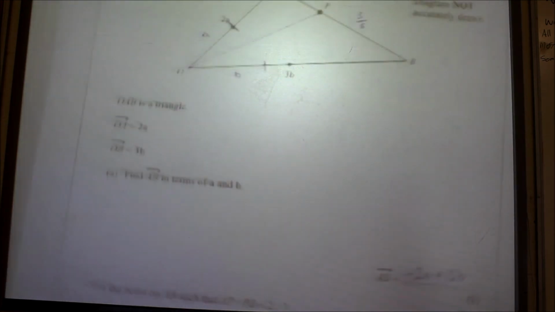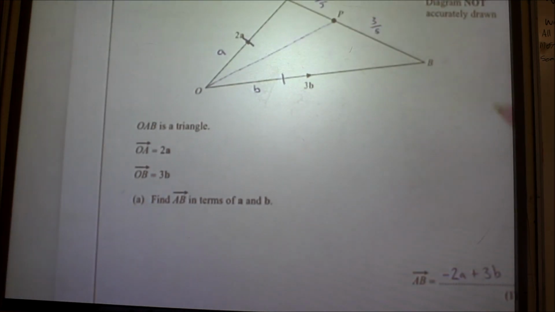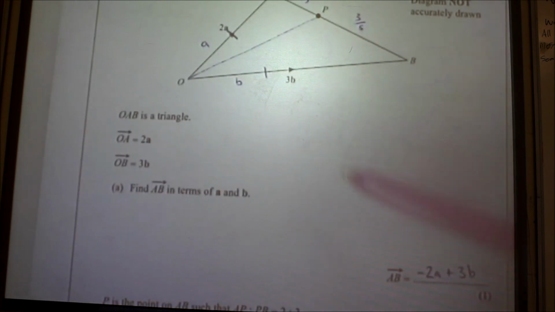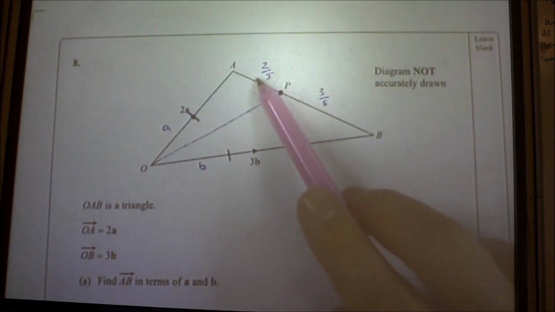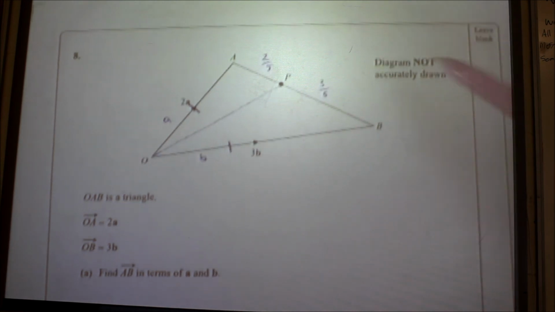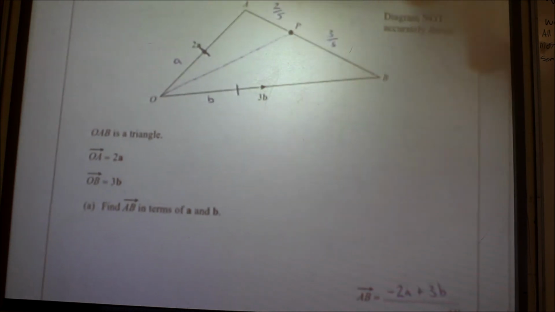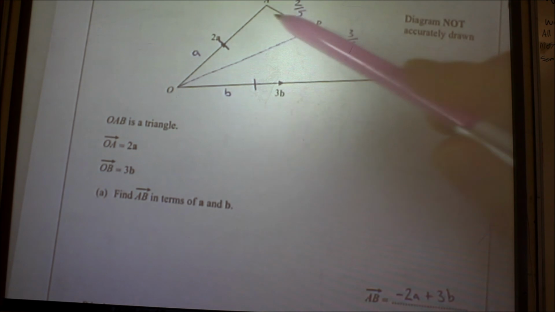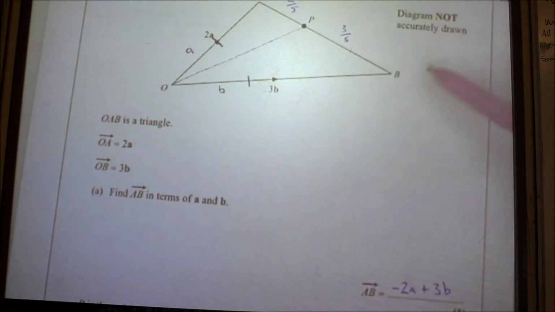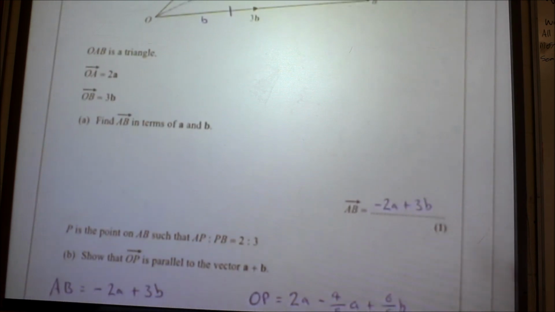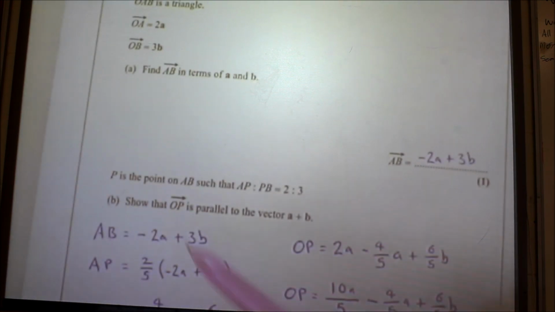Question number 8, final one. OAB is a triangle, again, we're told that you've got some ratios later on, so that's why that's 2/5, that's why that's 3/5. Find AB in terms of a and b, so a is here, b is here. Find AB, you want to go down there, which is negative 2a, and along here, which is positive 3b, so it's minus 2a add 3b. Show that OP is parallel to the vector a add b.